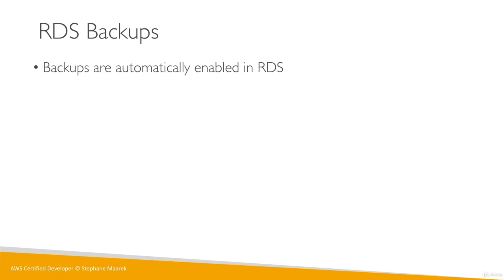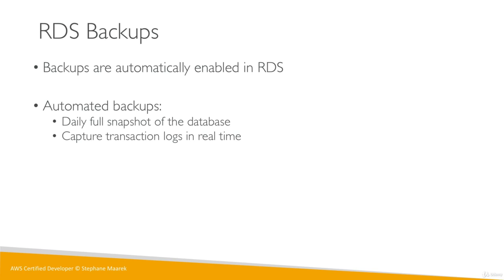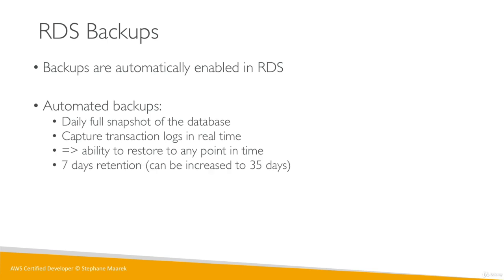Now, backups. Backups are automatically enabled in RDS. And they're automated backups, so there's a daily full snapshot of the database. So every night, there will be a full snapshot of the database to make sure we know where it is. And then all the transaction logs are captured in real time, so that using that transaction log, you're able to restore your database to any point in time. And that's quite a nice feature. All these backups are retained for 7 days, but you can increase this to 35 days. And that's all for the automated backups.